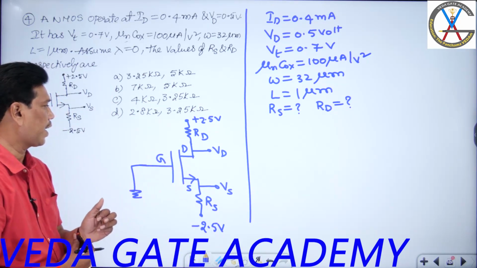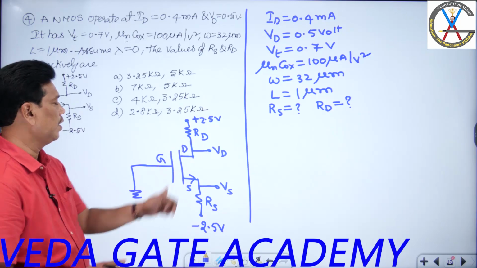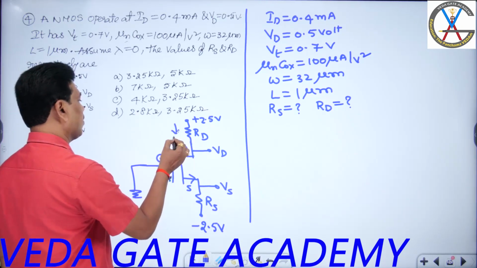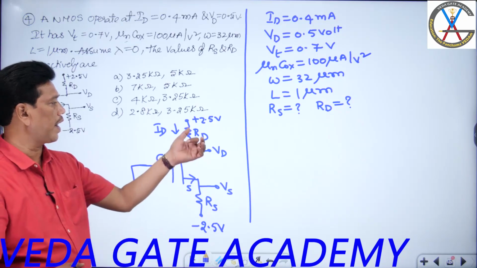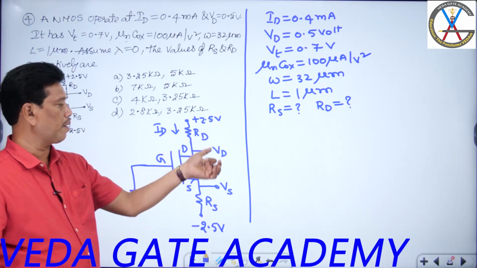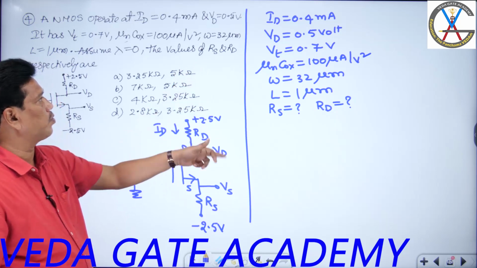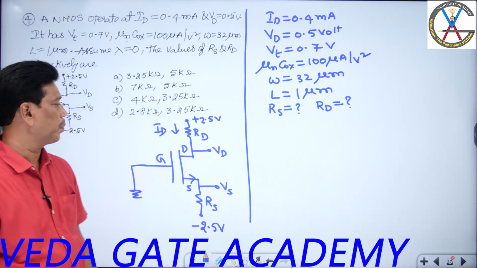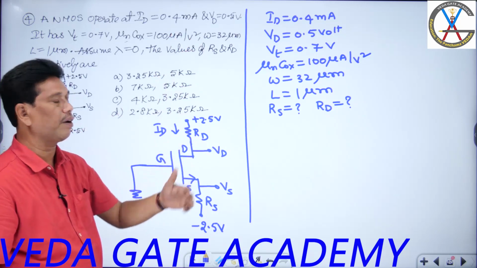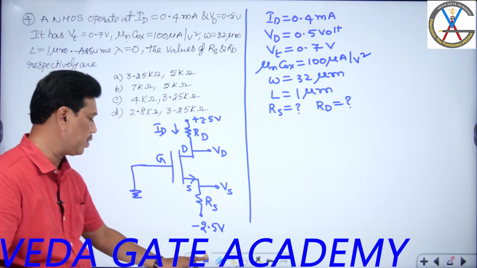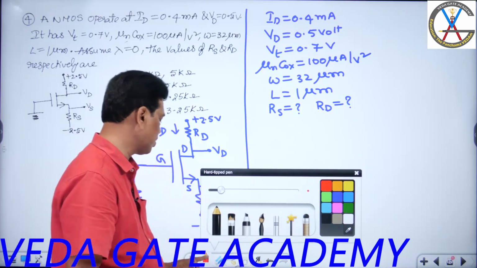So one of those I can directly calculate here. RD is directly calculated, students. Here the drain current flows. RD can be directly calculated: 2.5 minus VD, divided by ID. 2.5 minus VD, which is already given as 0.5, students. So that is nothing but RD. First I calculate RS, and after that you can directly calculate RD, sir. Check now.